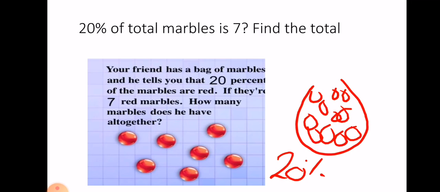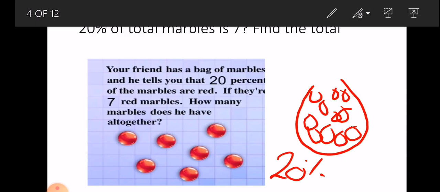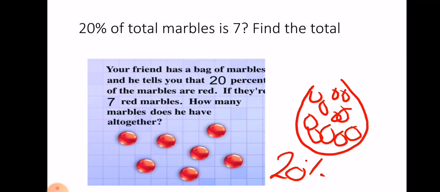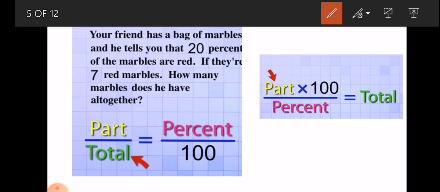Another way, I can give you the question: 20% of the total marbles is 7. Can you get the total? So here, you know the part and you know the percent, but the total is missed. Your part is 7 because 20% of the total is 7. The total is what? So we can find this by writing our rule, which is part over a total will give you the percent over 100.